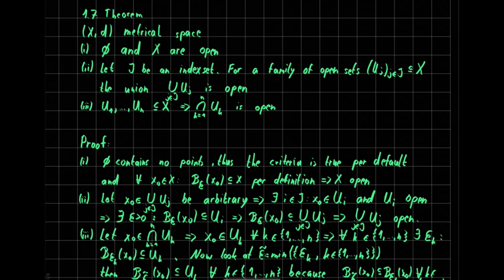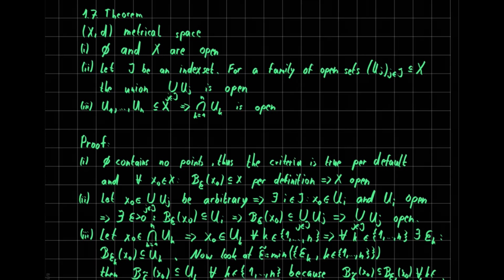Second, let J be an arbitrary index set. For a family of open sets in X, U_j, the union over all j of U_j is open. Which means you can take arbitrarily many open sets and unite them, and the union will still be an open set. Third, let U_1 to U_n be a finite number of open sets of X. Then the intersection of U_1 to U_n is open. So this means you can take a finite amount of open sets and the intersection of these sets is still going to be open. Okay, let's prove this.